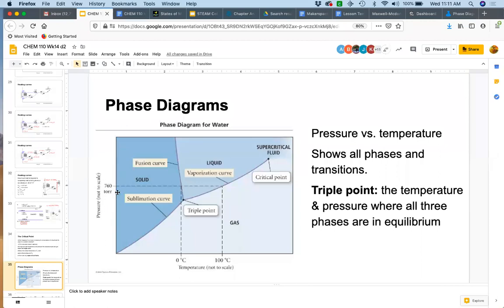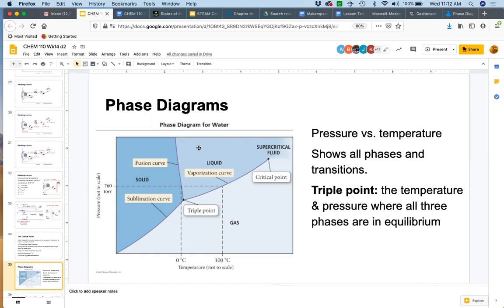Notice our pressure here is in torr, and there's a really important caveat. It says the pressure is not to scale. And again, it has temperature, and temperature is not to scale here. Sometimes that's necessary if you're going to be able to see all of it on a single diagram. So notice here, this is where my molecules exist as a solid. And as the pressure increases, they could transition from a solid to a gas.